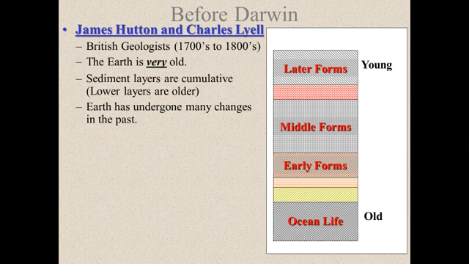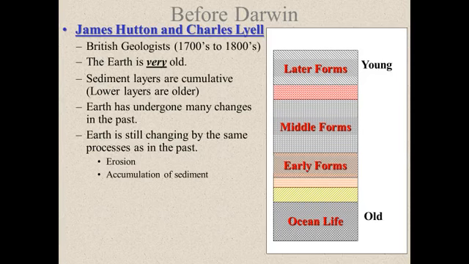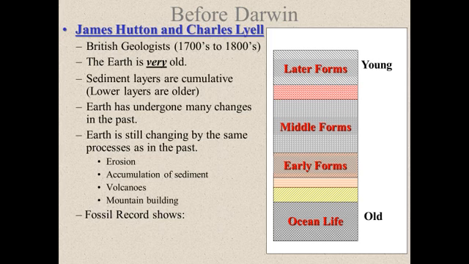Another important thing that just can't be stated enough is that they observed, as many people have, that the Earth has undergone many changes in the past, that the environments that we see today are not the way it has always been, and that the Earth is still changing by the same processes. We have erosion happening. We have sediments that are accumulating and forming layers of rock. We have volcanoes. We have mountains that are building, and so on. All these processes have been going on for millions and millions of years.